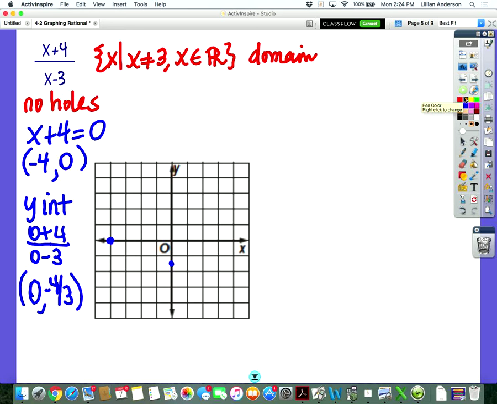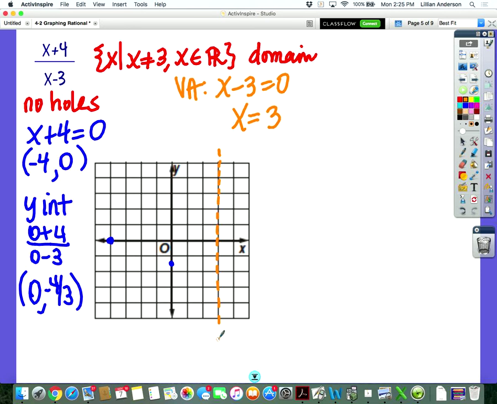Alright, what's the next part of your burger? Vertical asymptote. And you get your vertical asymptotes by what? Setting the bottom equal to 0. So that means our vertical asymptote is going to be x equals 3, a vertical line going through the x-axis at a positive 3. All asymptotes are drawn with dotted lines, and there is x equals 3. Are you guys seeing how we're using the same information we took last week to develop this graph? Yes. Good.